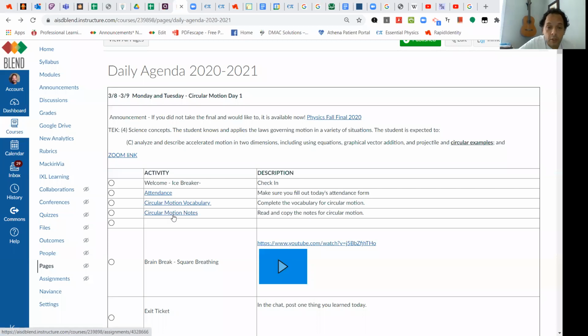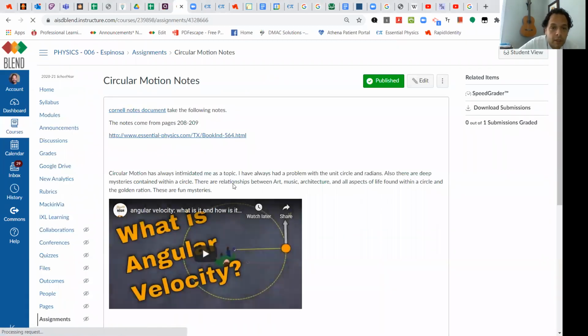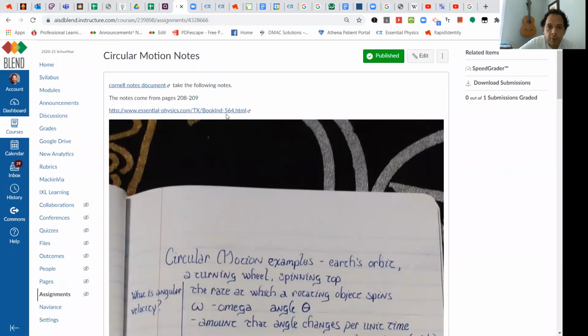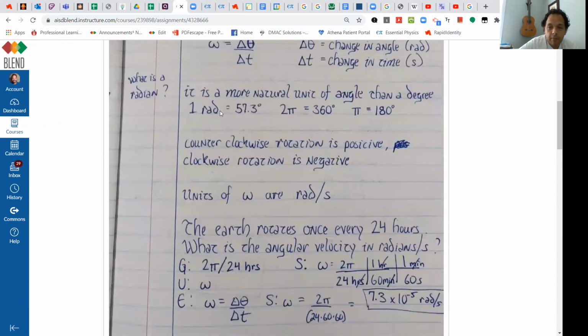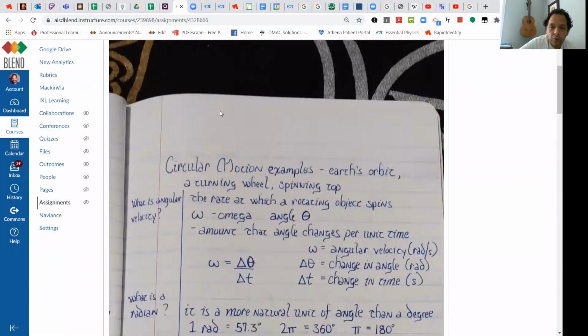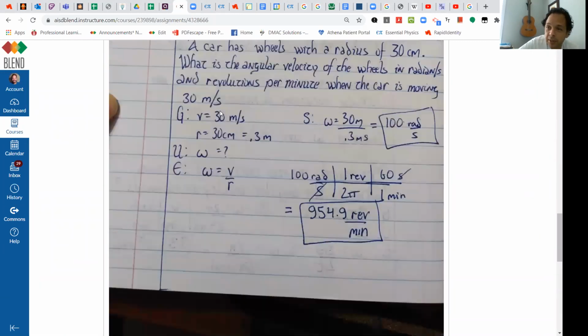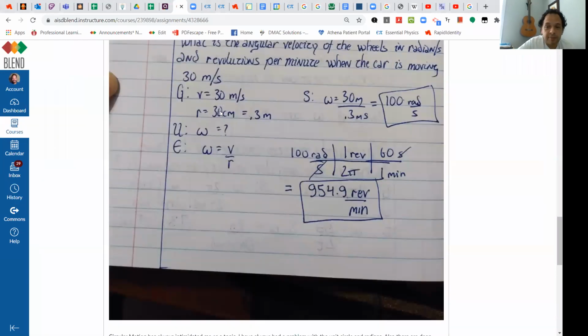All right, everybody, we're going to do the circular motion notes, which comes from pages 208 and 209 in our textbook. And so I have all the notes written out for you here. It's only 2 pages, but there is a lot of information in here.